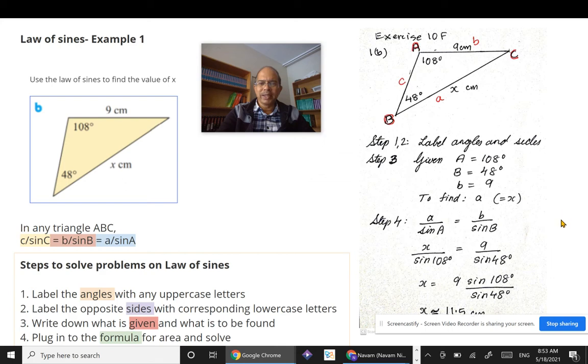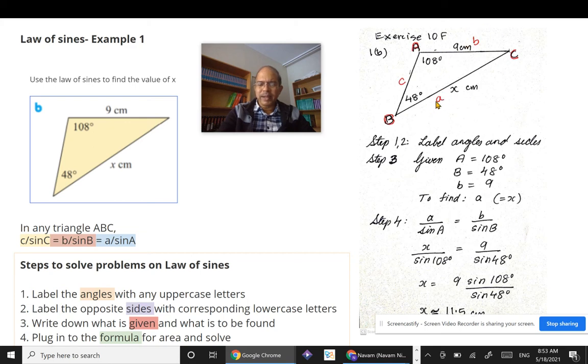So here's what we can do. Label the triangle. Remember any letters, any order, but make sure that the opposite sides are labeled appropriately. Step 3 would be to write what's given in terms of the labels you use. Here A is 108, B is 48, and lowercase b is 9. You want to find a.